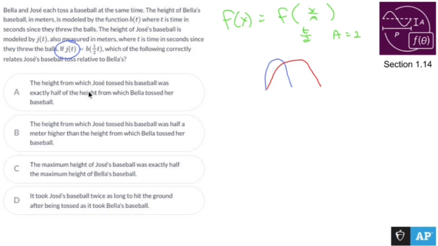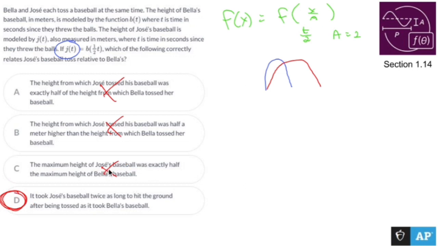So the height from which Jose tossed this baseball was exactly half of the height? No. The maximum height of Jose's baseball was exactly half? No. It took Jose's baseball twice as long to hit the ground? Yes.